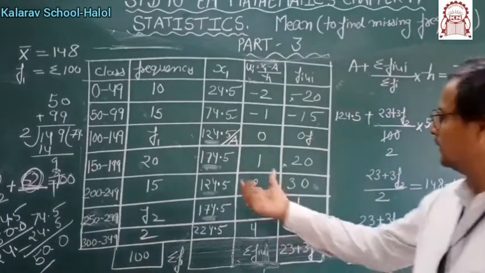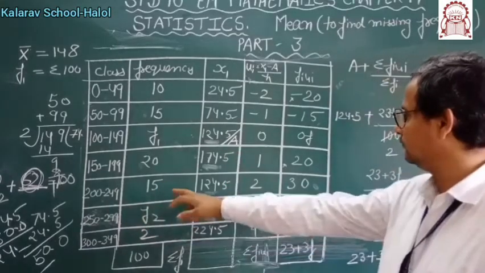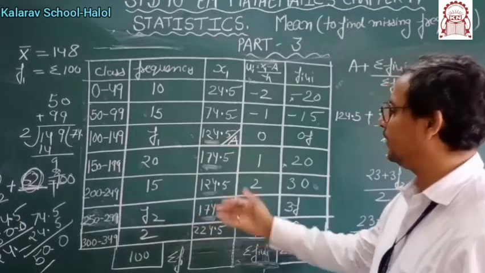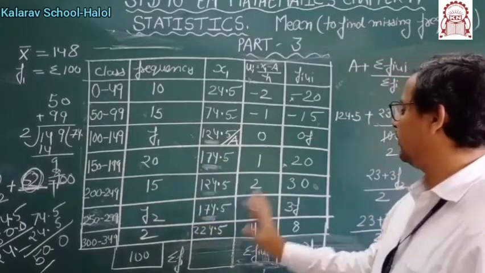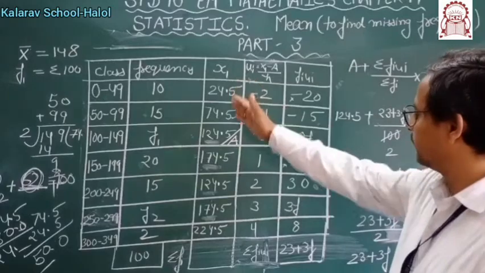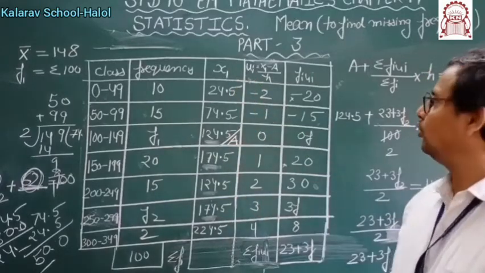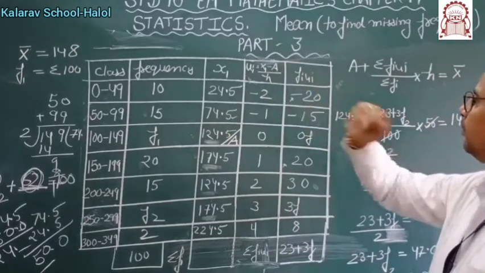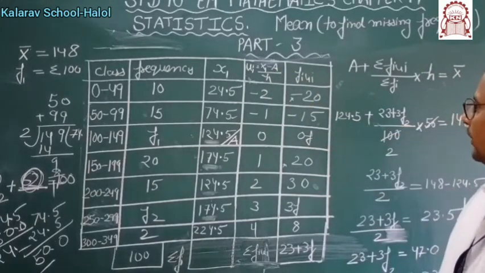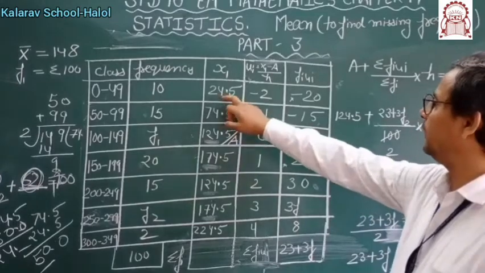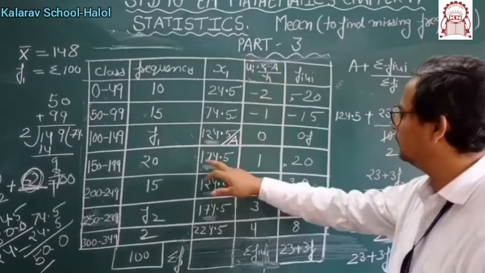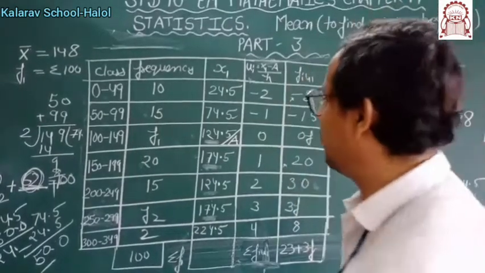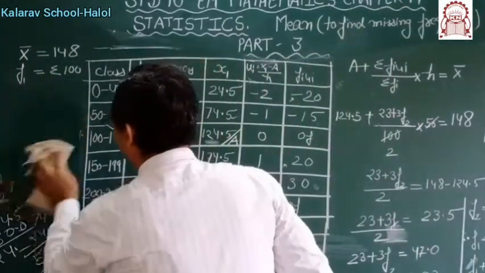Is it clear? Similarly, in further, 124.5, then again 50, 174.5, again 50, 224.5. Okay, this is your XI. Now you have to find UI. What is UI? XI minus A upon H. Okay, so 124.5 upon 74.50. Now see, this is the most important step, children, which you have to keep in your mind.